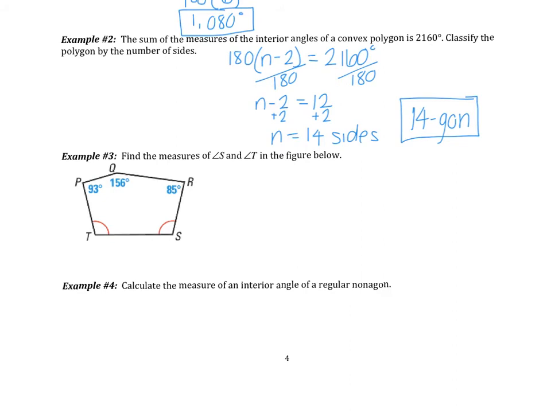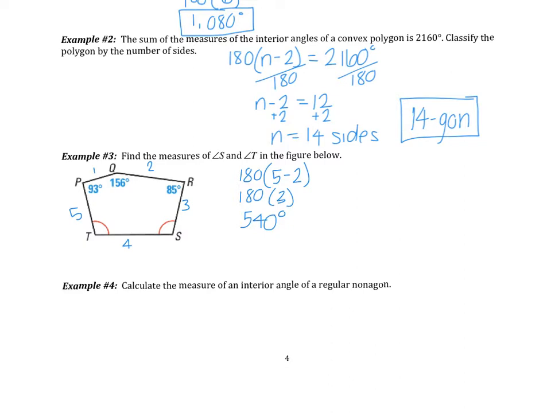Find the measure of angle S and angle T in the figure below. Well, let's start off with what kind of shape is it? Well, we have 1, 2, 3, 4, 5 sides. So it's a pentagon. With it being a pentagon, I know that the interior angles should sum to 180 times n minus 2, which means it's 180 times 3, which is a total of 540 degrees. We actually knew that from above as well.